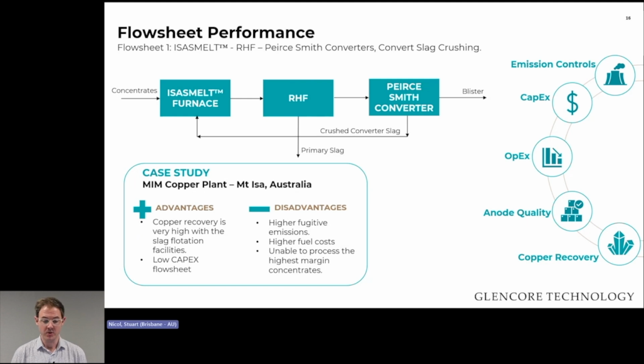So the advantages here are very high copper recovery, with Jameson cells used for slag flotation. We've got a very low capital cost because of a lot of upgrades, and they use an Isasmelt and RHF furnace. But the disadvantages for the flow sheet are high levels of fugitive emissions, primarily because of the use of the Pearce-Smith converters. There are also higher fuel costs because we're opting to use fuel-fired furnaces rather than electric furnaces. And there are also challenges with the absolute highest margin concentrates, and that comes down to how the Pearce-Smith converter slag is recycled back into the Isasmelt furnace, because this impacts how some of the minor elements are bled from the flow sheet.